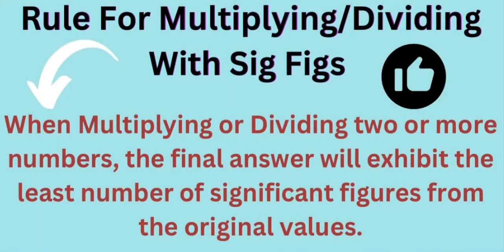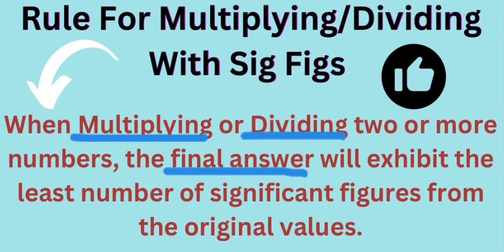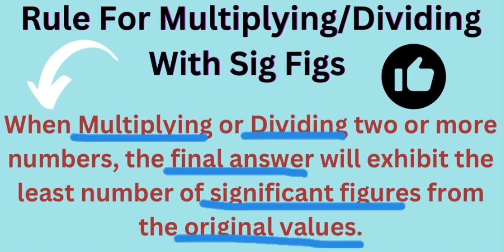In this video, I'm going to be showing you how to determine the number of significant figures in your final answer when multiplying or dividing two or more numbers. When multiplying or dividing two or more numbers or values, the final answer that you get will exhibit the least number of significant figures from the original values used in the problem.